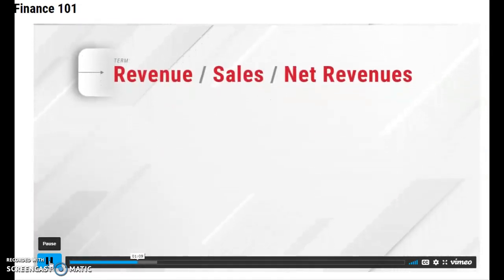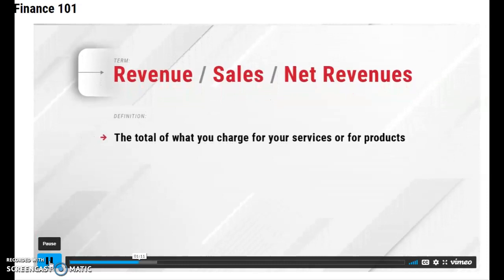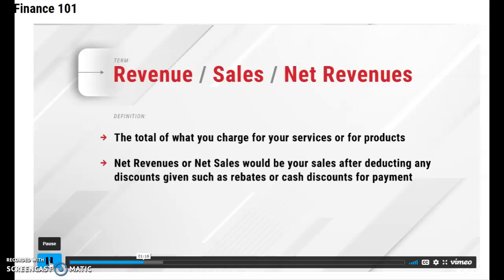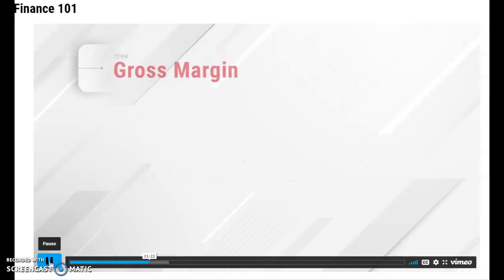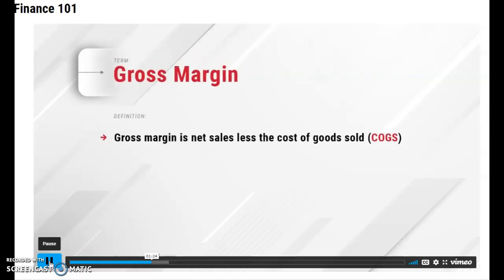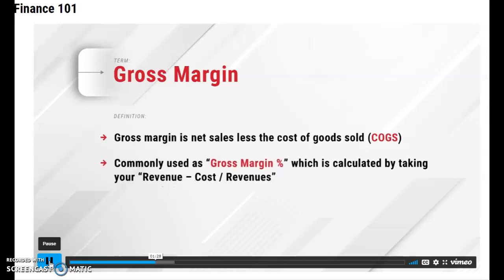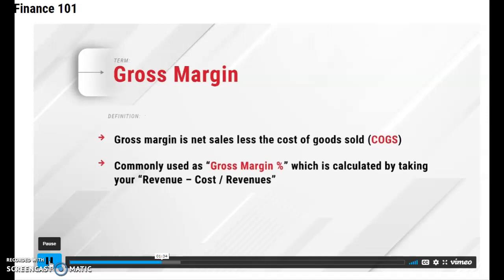Revenue, sales, net revenues: the total of what you charge for your services or for products. Net revenues or net sales would be your sales after deducting any discount given, such as rebates or cash discounts for payment. Gross margin is the net sales less the cost of goods sold, COGS, commonly used as a gross margin percentage, which is calculated by taking your revenue minus the cost divided by revenues.